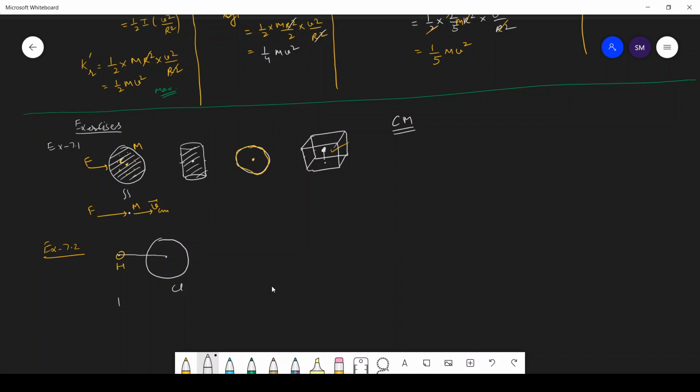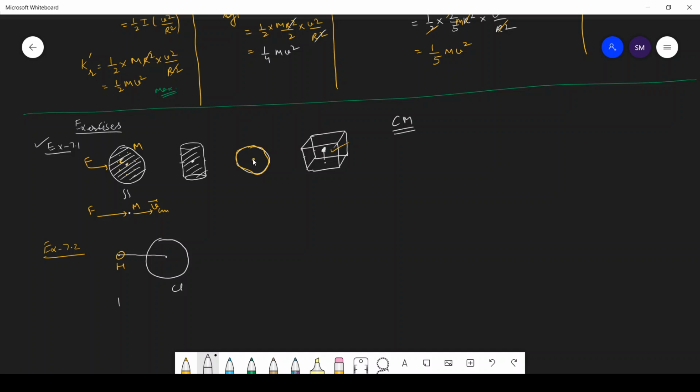So students, exercise question 7.1. We have to tell the center of mass of these bodies. They have uniform density, so their center of mass lies at the geometric centers. Does it necessarily have to lie within the body only? No, it can lie outside the body.